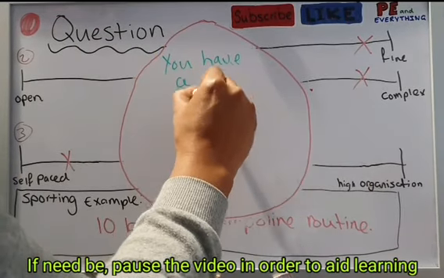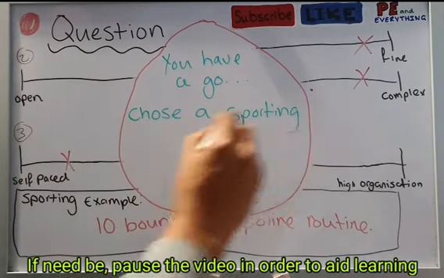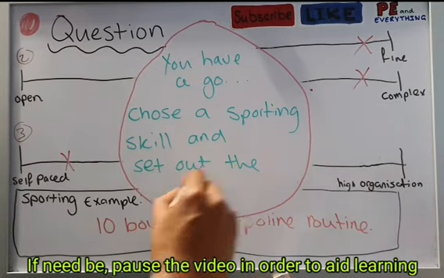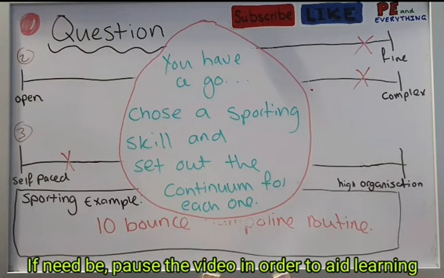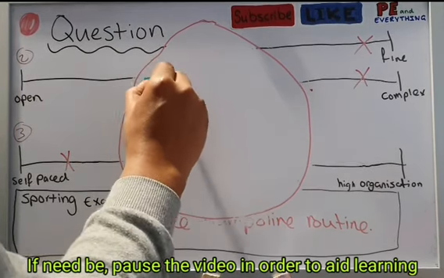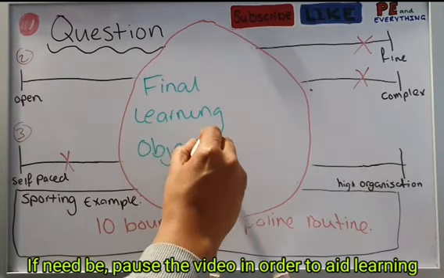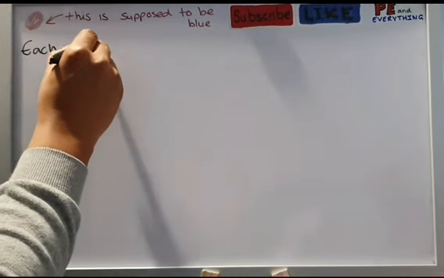Try these out for yourself. Have a go. Choose a sporting skill and go through these different continuums. The more you go through them, the more you'll get used to how they work. And remember, if you put them somewhere on the continuum because you feel like that, it's okay. You just got to be able to back it up with why. Now, ready for the final learning objective.